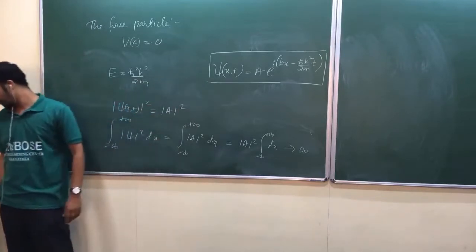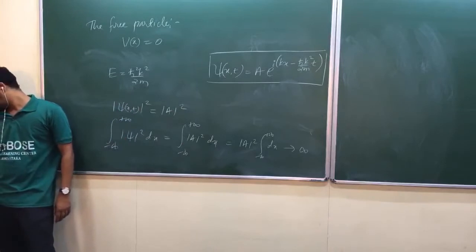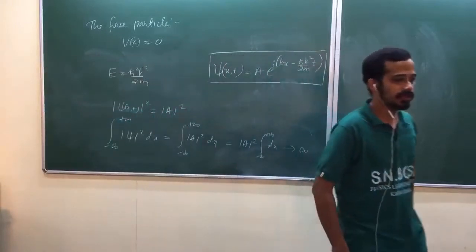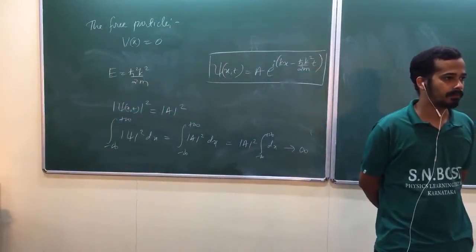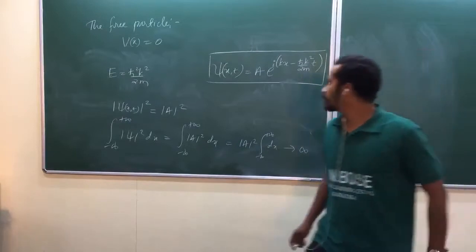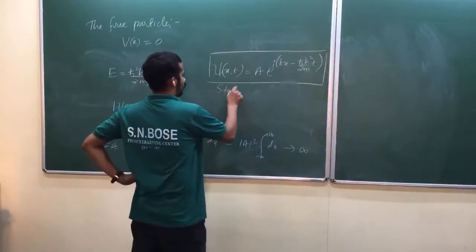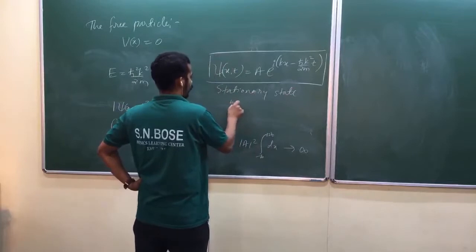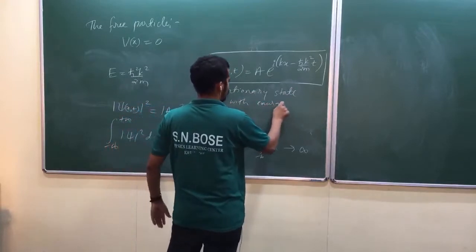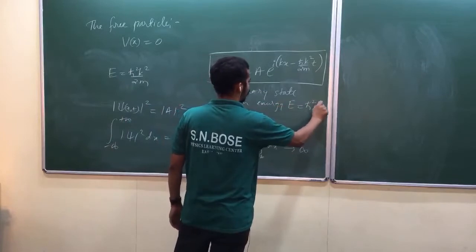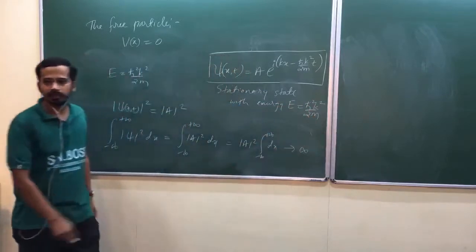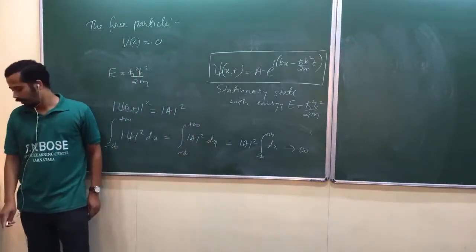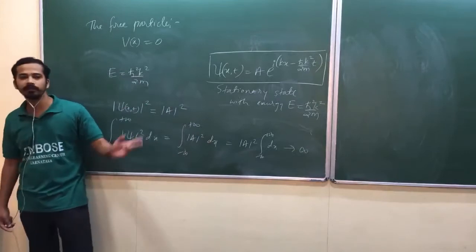So we say, look at here. Can you write? A free particle cannot exist in a stationary state. This is the stationary state of a free particle, am I right? With energy E equal to h bar square k square by 2m, am I right? Definite energy state. A free particle cannot be in a stationary state.